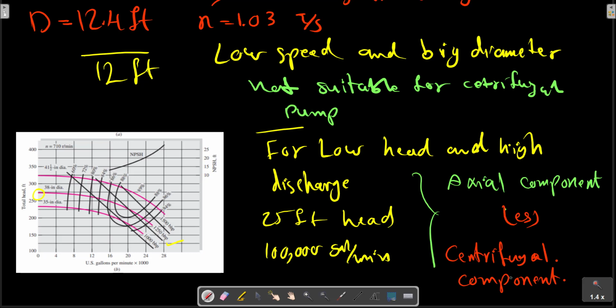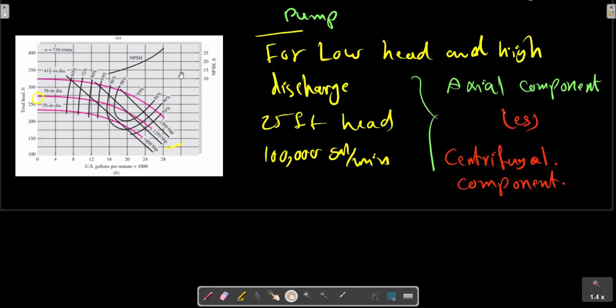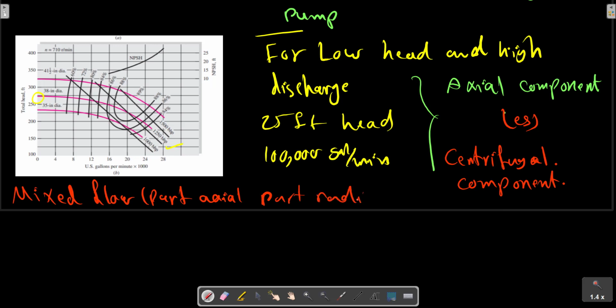These are the mixed flow designs, part radial and part axial. We may have mixed flow, part axial and part radial, and axial flow propeller type families of dynamic pump.